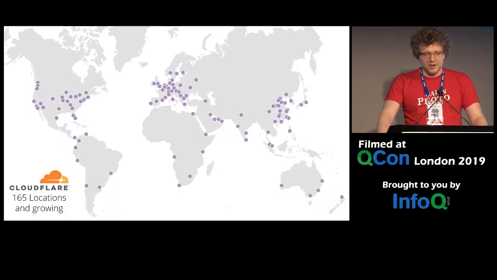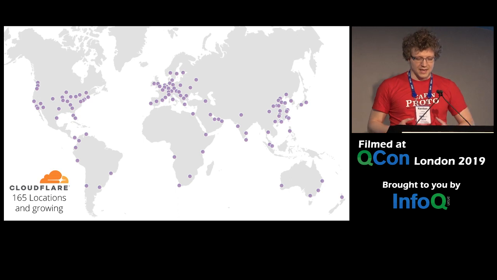So Cloudflare operates a network of servers located in 165 locations worldwide and growing all the time. And historically, what these servers could do, if you put them in front of your website, they'd act as a glorified HTTP proxy. They could give you HTTP caching. They could give you detecting and blocking security threats. Famously, they give you DDoS mitigation.